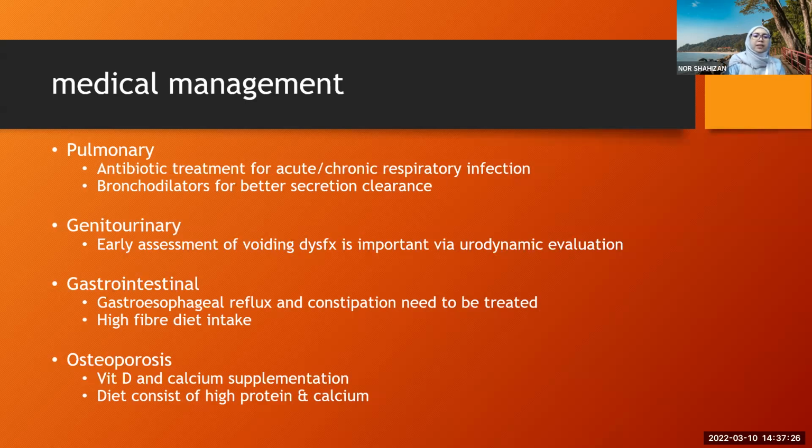Okay. For genitourinary, you can do early assessment of voiding dysfunction, and it is important to refer to pediatric urology for urodynamic evaluation for earlier assessment. For gastrointestinal, of course they will have constipation, so you can give a high fiber diet. And if there is any issue with reflux, you can refer to the surgical team. For osteoporosis, you can give vitamin D and calcium supplementation, and a diet high in protein and calcium.